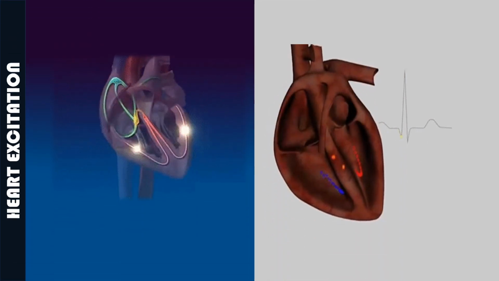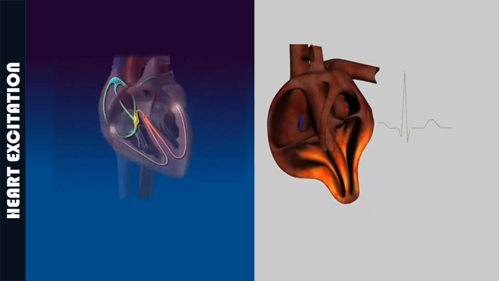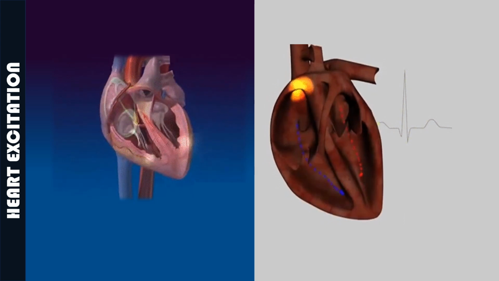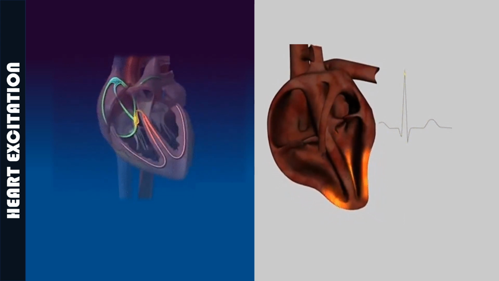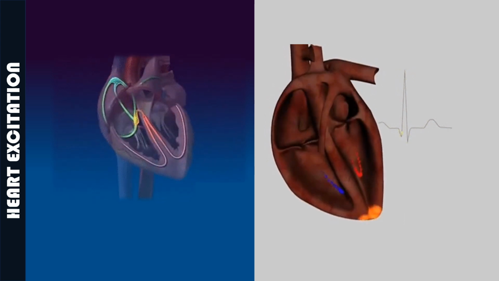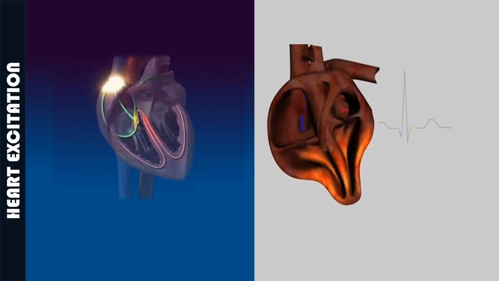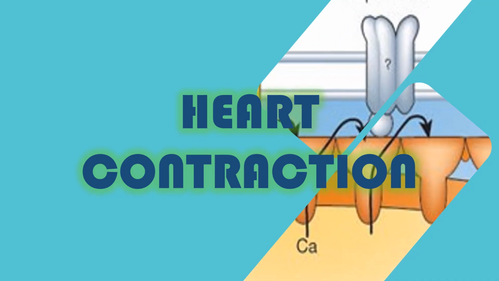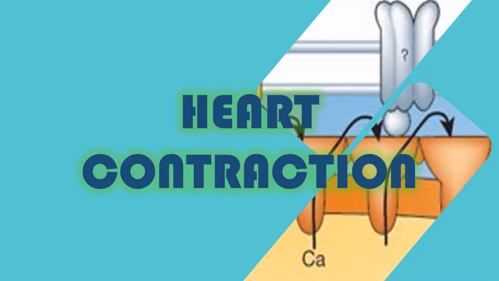We summarize the heart excitation events as the heartbeat starts with an electrical impulse from the SA node, flowing through the AV node, bundle of His and Purkinje fibers, causing cardiac muscle contraction and pumping blood. Let's dive into the topic of heart contraction. This complex process involves several phases.